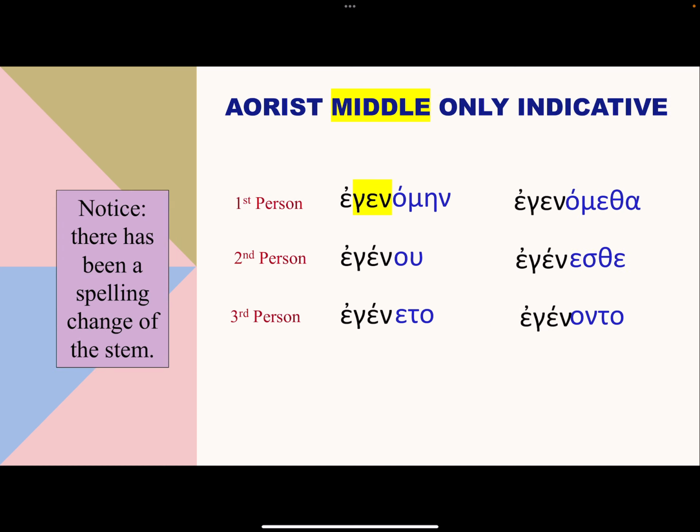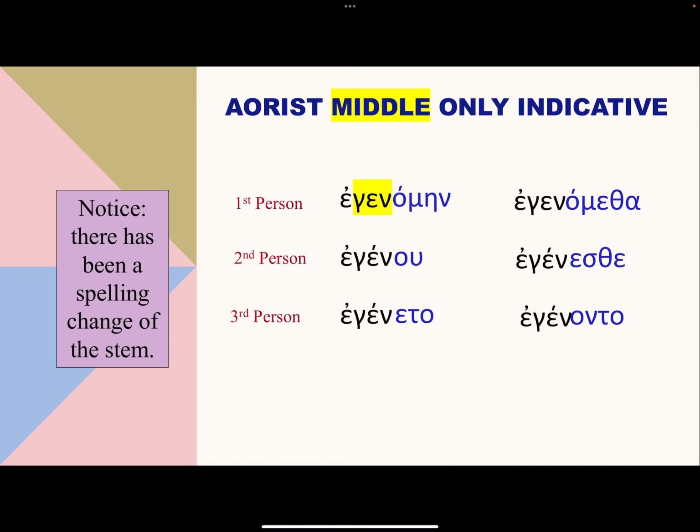What about the aorist middle? The aorist middle. So for words that are middle only, so words like ginomai or, oh gosh, my brain's just gone blank. I can't remember any middle verbs.